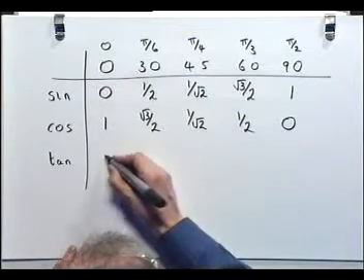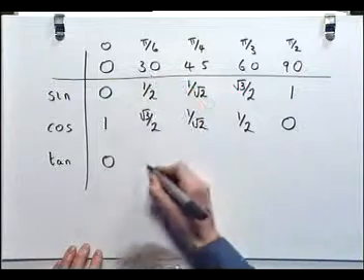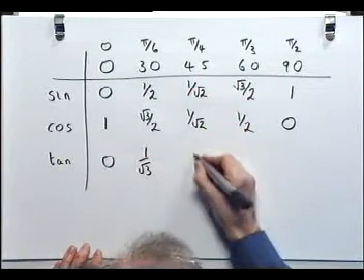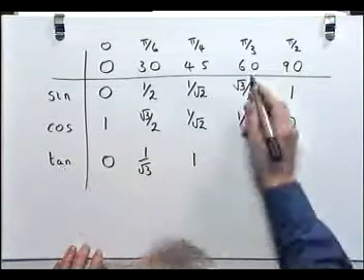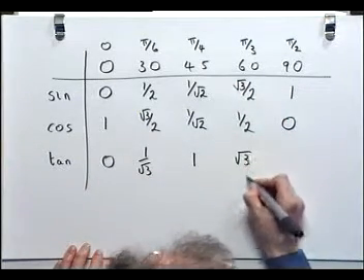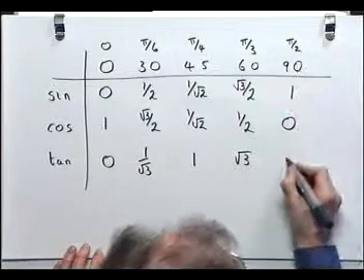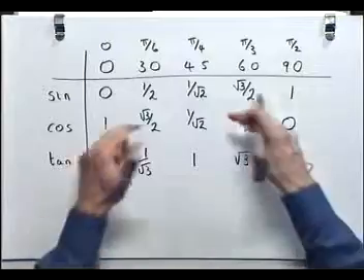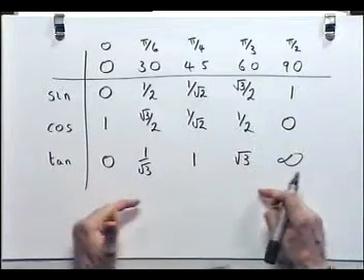The tan of 0 is 0. The tan of 30 is 1 over root 3. The tan of 45 is 1. The tan of 60 is root 3. And the tan of 90 degrees is infinite. It's undefined. It's these that we're going to be looking at and working with.